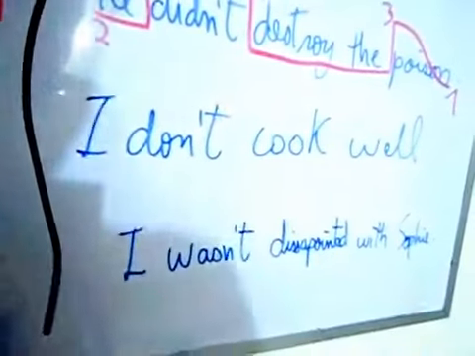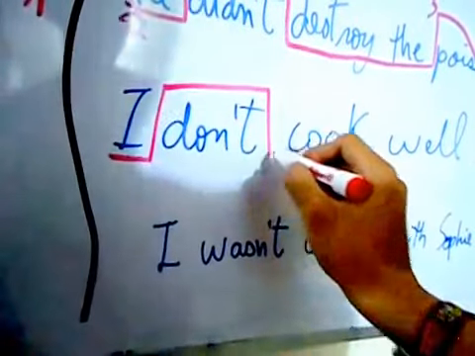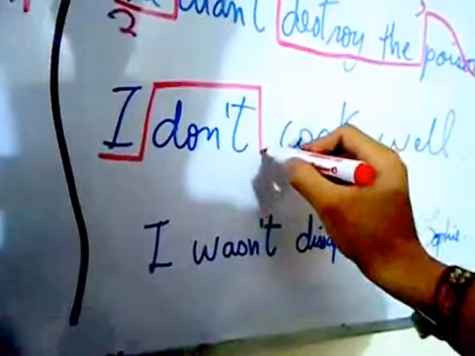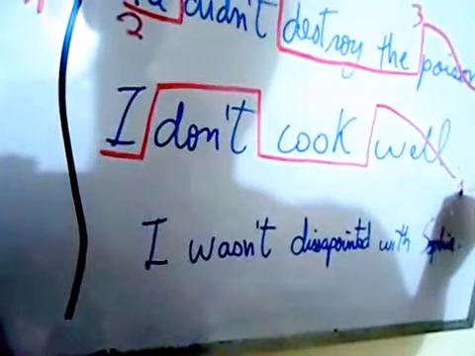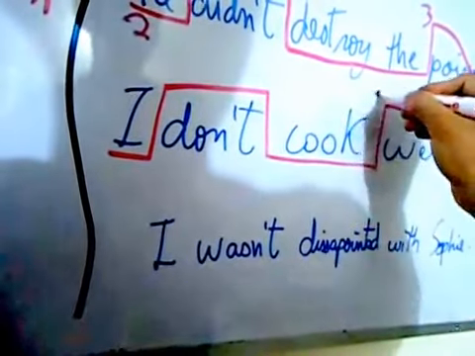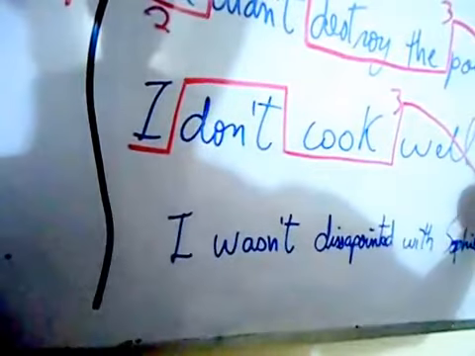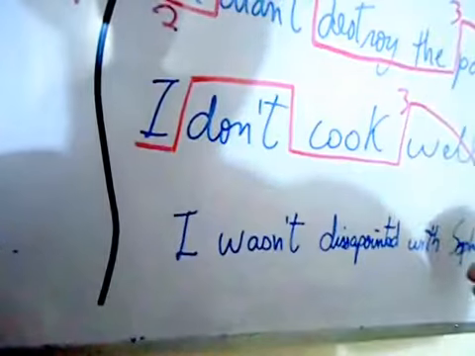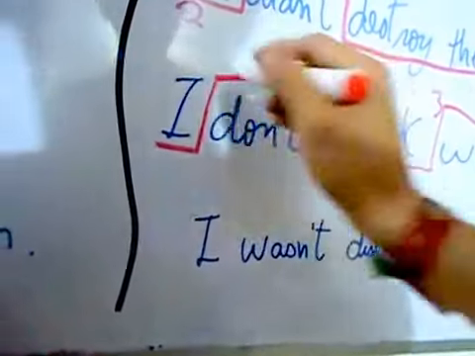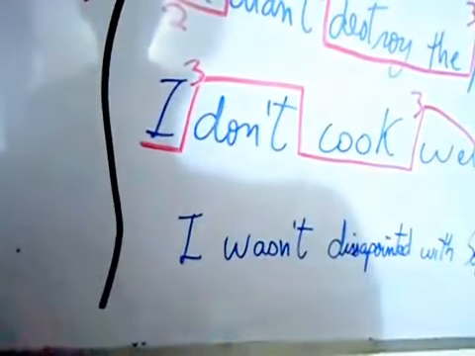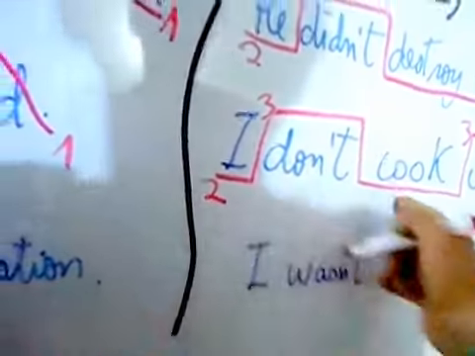"I don't cook well." The part of don't, cook well. The falling part, well. So it starts from a high level and till the end it's falling down little by little. So I don't cook well. Here we have one more time the high intonation and the standard level, like this.